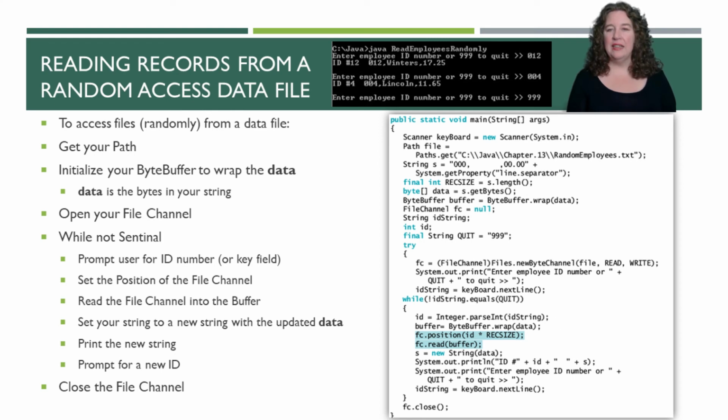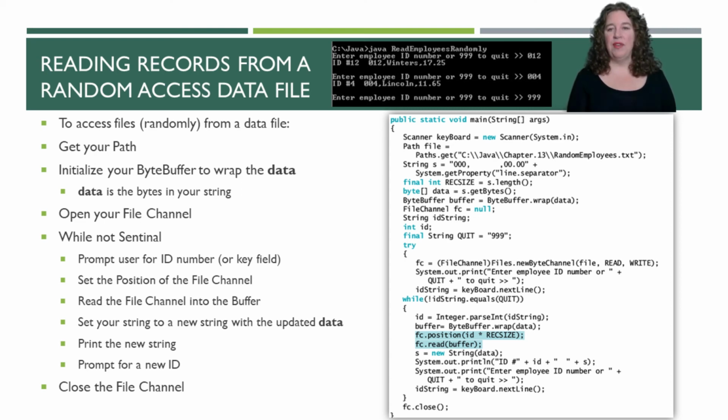In this case, after we've added our pieces of information, we want to go read. So we're going to have a sentinel, some sort of a quit, and we're going to walk through and say, at this position, what was the data there? So we're going to set the position of our file channel, read the channel into the buffer, then set our string equal to the new data that came from that buffer, print out the string, get a new ID, and go find it.